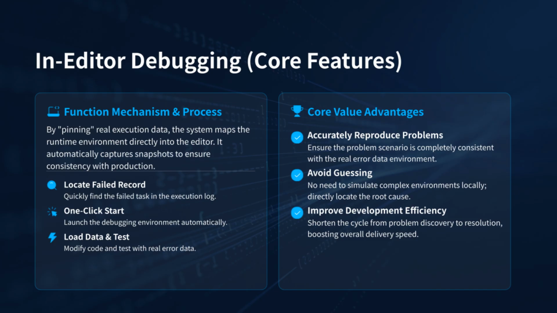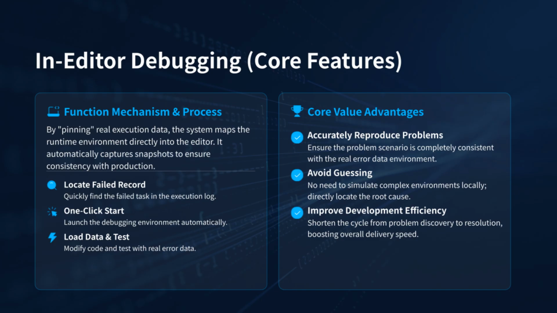Next up is in-editor debugging, n8n's most powerful debugging tool and the first one you'll use for every error. This tool allows you to reproduce the exact error right in the n8n editor, using the real data that caused the failure. No more simulating data or guessing the issue. It works in 3 super simple steps. Find the failed record: go to your execution logs and click on the task that failed. Remember, we learned about logs in error handling.